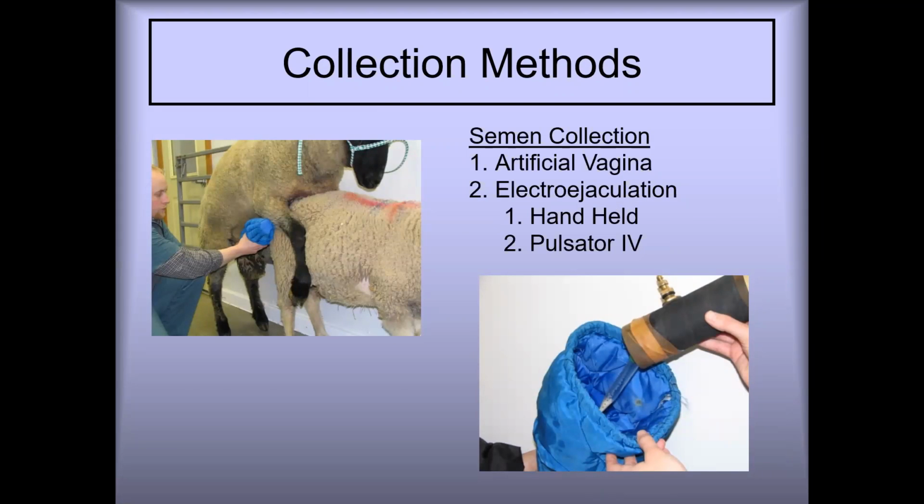So two most common ways: artificial vagina, which is what you're seeing there in the picture. It's basically a hot water device that allows that animal, that ram, to ejaculate into that collection cone. That's the preferred and the best method. Second best method is going to be electroejaculation, where you have either one of the handheld probes or one of the box probes, Pulsar 4, which goes into the rectum of the animal and creates a little bit of electrical stimulation to cause ejaculation to occur.